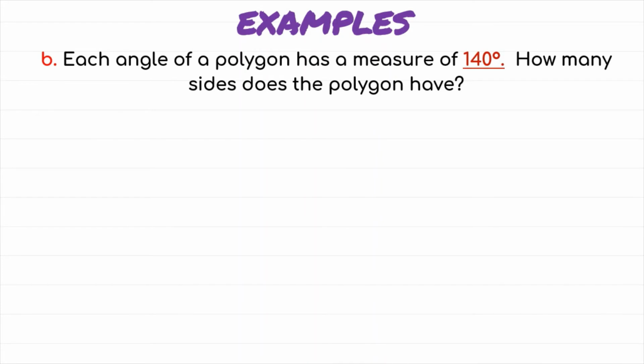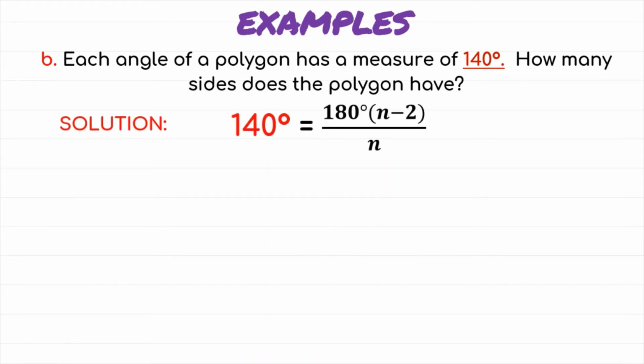Okay, next example, each angle of the polygon has a measure of 140. So, ang given naman dito is yung angle niya. So, hinahanap naman dito is how many sides naman. Okay? So, ang solution natin, bali, ang formula natin is ganun pa rin. Pero, yung S niya, yun yung papalitan natin ng 140 degrees, which is yun ang given. So, yung n, yung sides, yung hahanapin natin. So, i-derive po natin yan.